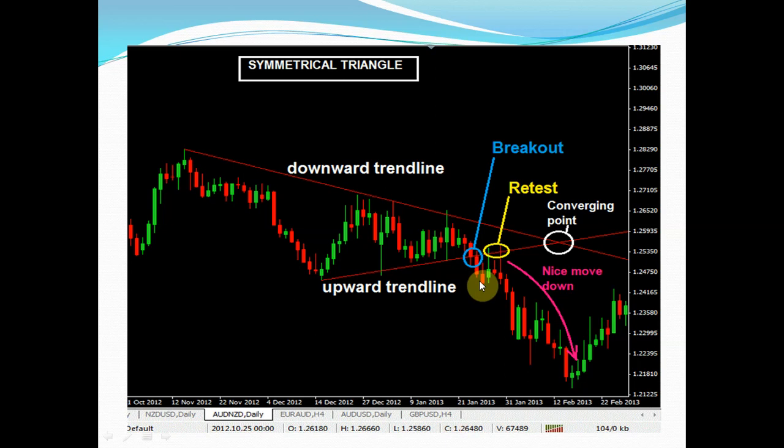Let it come back and test the upward trend line, and then after getting a confirmation candle, you short the stock. In intraday, you can long and short the stock. This can happen both ways. You see, it is a nice view and you can make money.